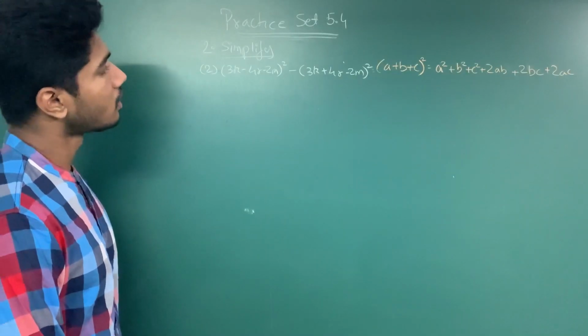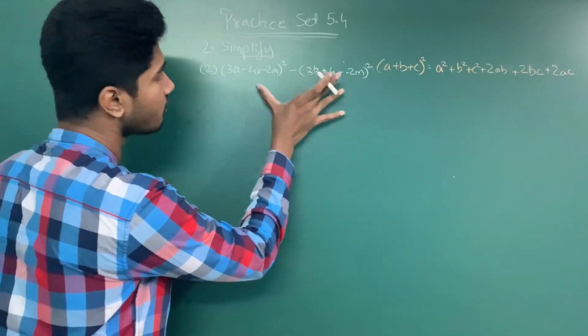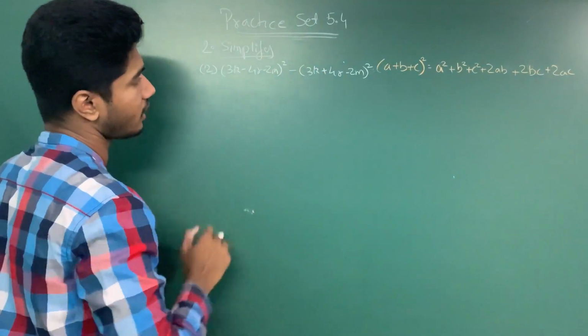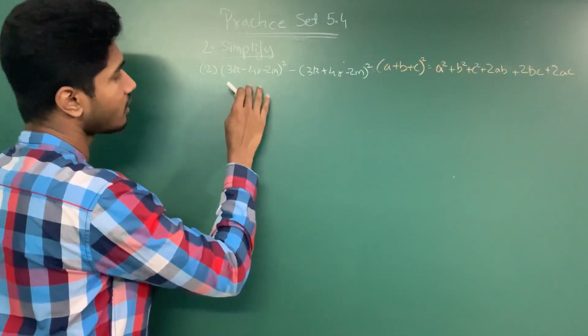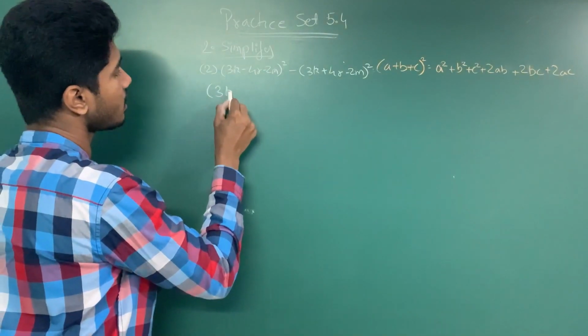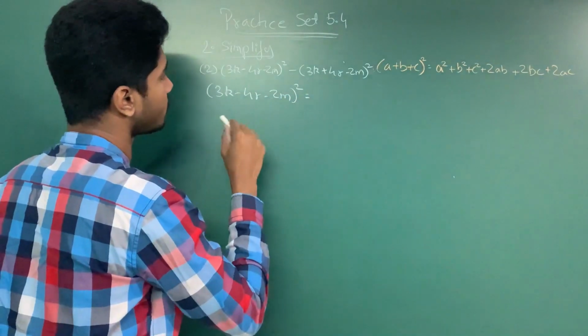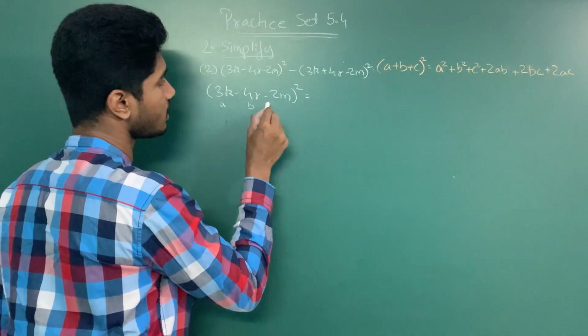Second question. Same manner, we have two brackets, but there's a negative sign in between. So we have to take care of the negative sign. So we'll start with the first bracket. 3k minus 4r minus 2m the whole square. So when we solve this, this becomes your a, b and c.